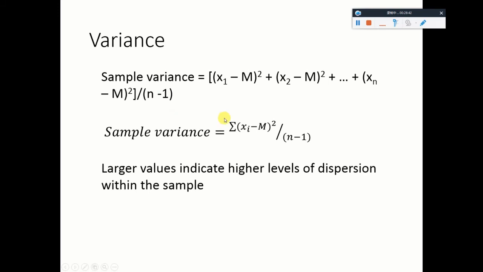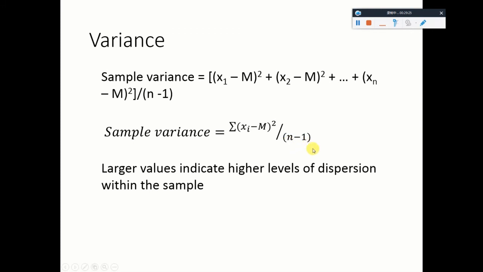Okay? As a shorthand of this long expression, remember this is the summation sign, right? That means we sum all the squared differences between each sample value and the mean, and then we divide the sum by sample size minus 1. Well, you may ask, why do we want to subtract 1 from the sample size? The answer is for a more advanced class in statistics. We won't go through the reason here, but just keep in mind that we always divide the summation by n minus 1.